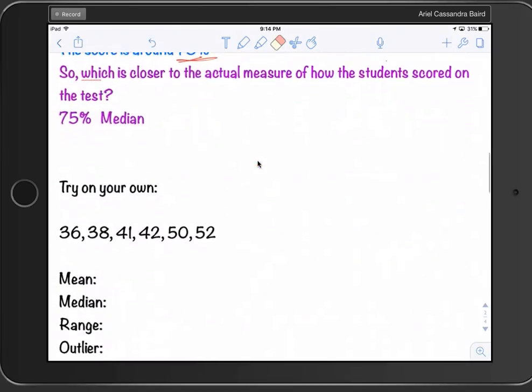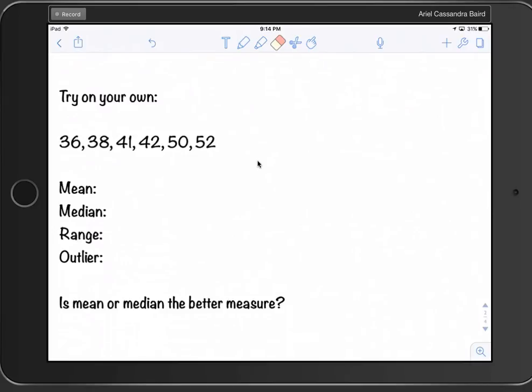All right, now we're going to let you try it on your own. You go ahead and pause the video. Here's your data set. I already put them in sequential order for you from least to largest. So we have a data set with numerical terms of 36, 38, 41, 42, 50, and 52. Push pause and look for the mean, median, range, and outlier.